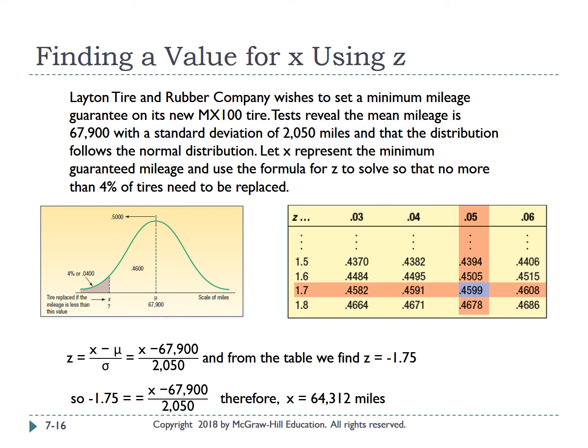Now use this value in the formula. Minus 1.75 equal X minus 67,900 divided by 2,050. Solve this equation. The answer is X equals 64,312 miles. So the minimum guaranteed mileage should be set at 64,312 miles, so that only 4% of the tires will be replaced under this plan.